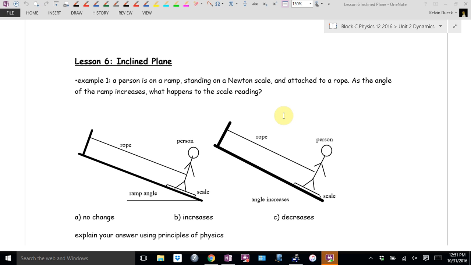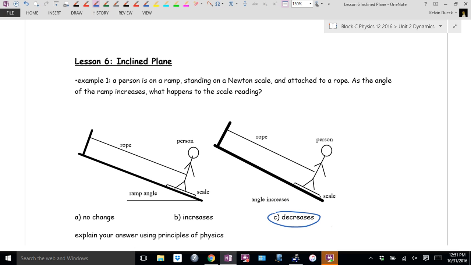Now, when I'm talking about the scale reading, which force am I really talking about? Okay, so really what I'm saying is, what happens to the normal force? Does it increase or does it decrease? And convince me. What do you think? As the ramp gets steeper and steeper, what would this person notice was happening to the scale reading that they were standing on? It would decrease. You're right. Convince me. Because as the angle increases, he's relying more on the tension of the rope than normal force to hold him up. I have no problem with that explanation.